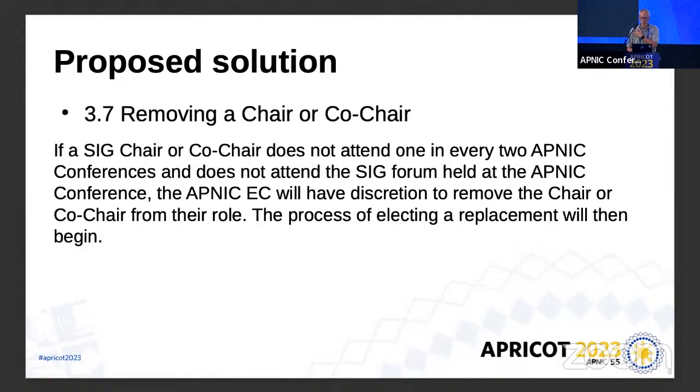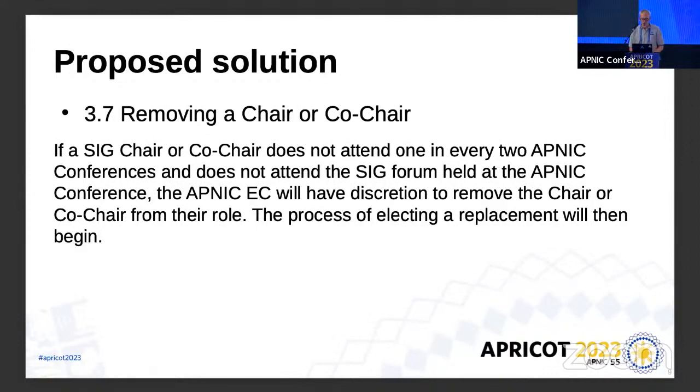If SIG members do not think that the chair or co-chair is sufficiently performing their duties, as described in section 2.3, 2.3.1, and 2.3.2, they can express their concerns on the mailing list or in the OPM or SIG forum. If there's a consensus that the chair or co-chair is not sufficiently performing their responsibilities, the chair or co-chair will be removed by the APNIC EC. The process of electing a replacement will then begin.